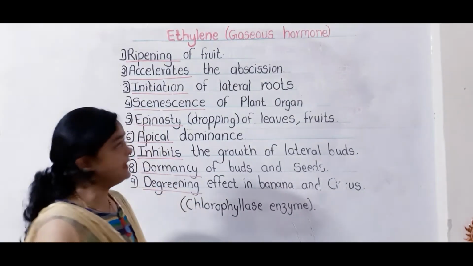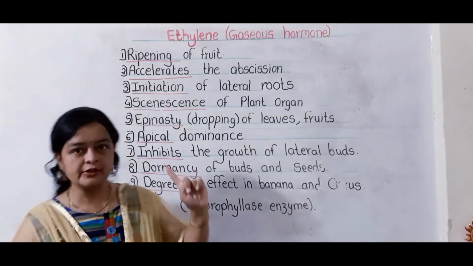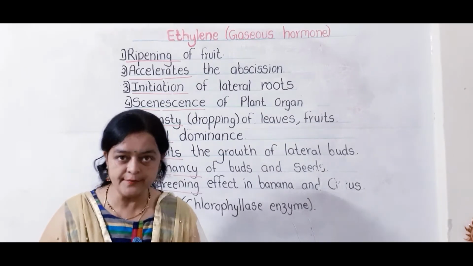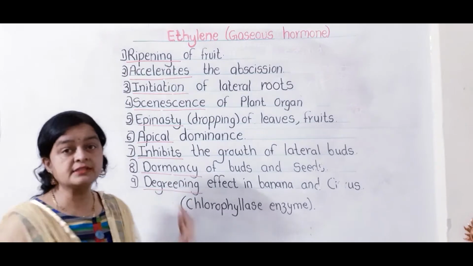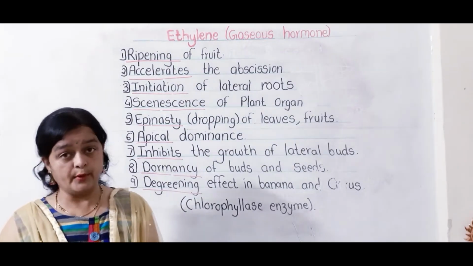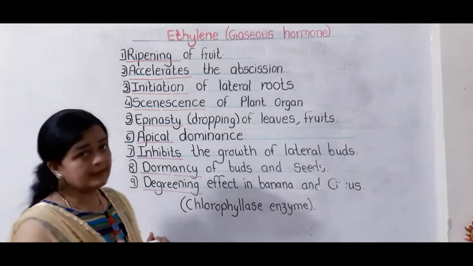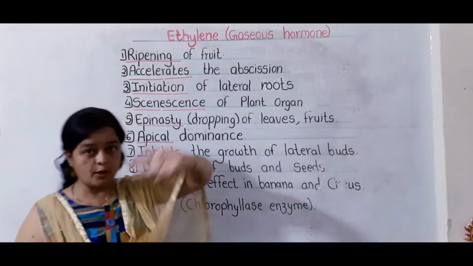Today we are going to study our fourth growth hormone, that is ethylene. Ethylene is also called the gaseous hormone because it is always present in the form of gas. In total, 9 characteristics or functions we are going to study, which is very important. I'll tell you how to keep this in mind. First, we'll proceed with the first function, ripening.